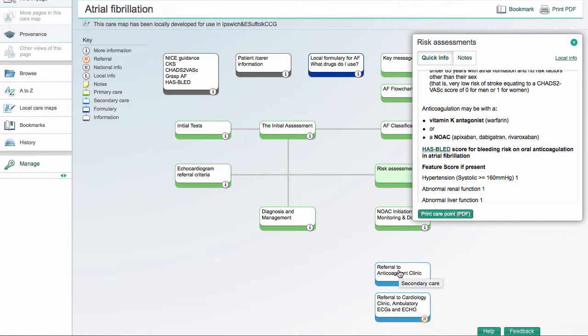Finally, there's referral forms to the anticoagulant clinic and referral forms to cardiology, ambulatory ECGs and echocardiography.